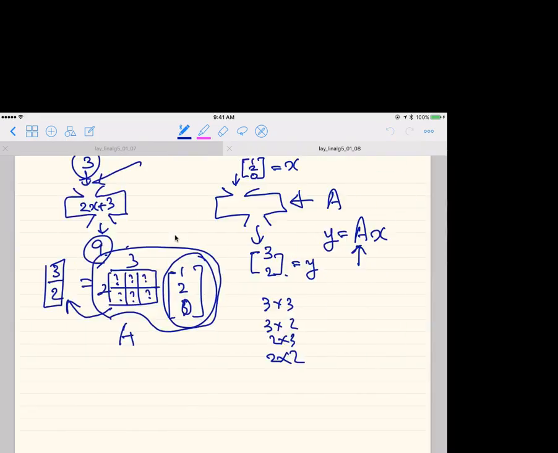Okay. So in this example, although we don't know the exact matrix A, but we know when using x as this vector, we get this output from this function mapping, right? So this vector 3, 2 is called image, okay, of a vector, input vector of 1, 2, and 0, okay, through our matrix A. Okay.